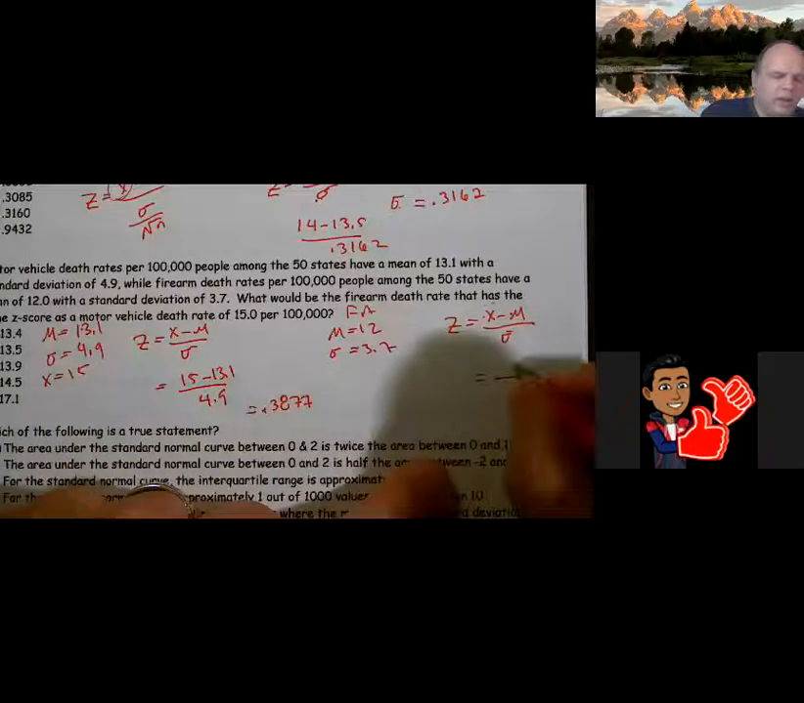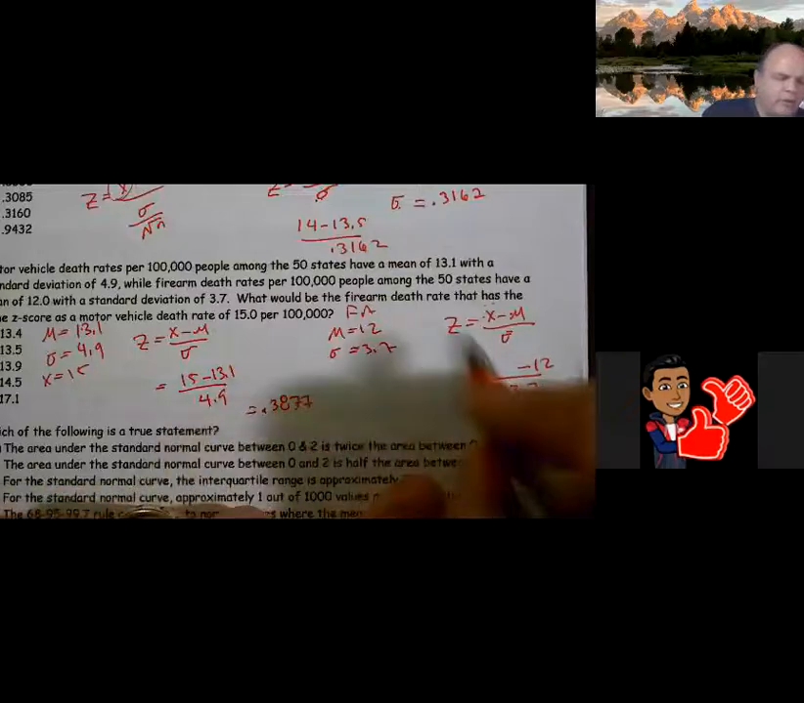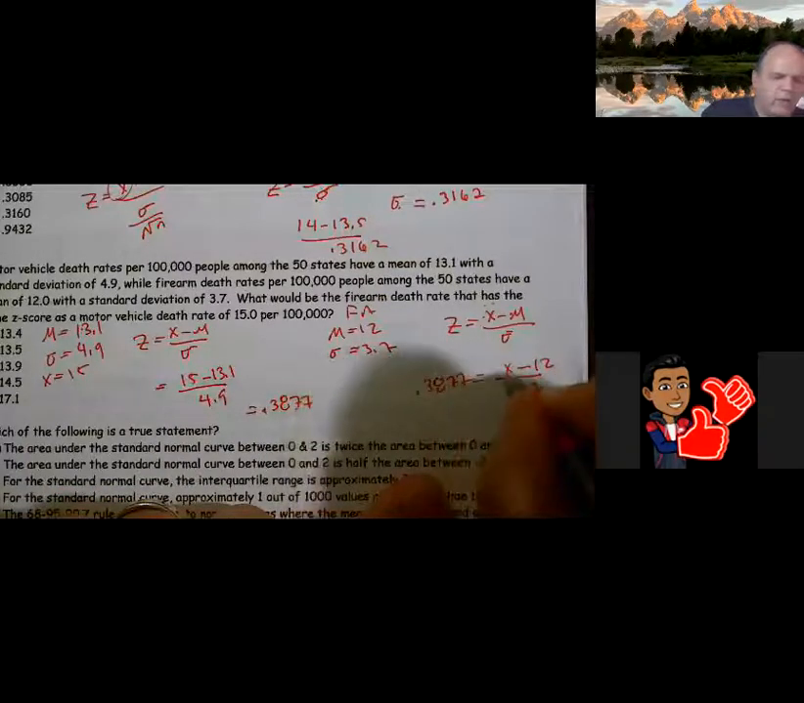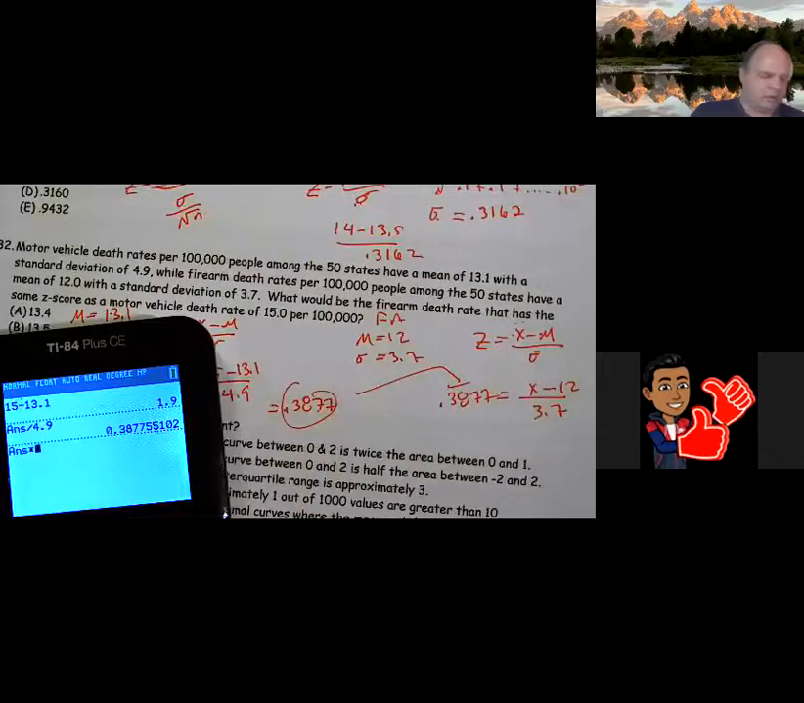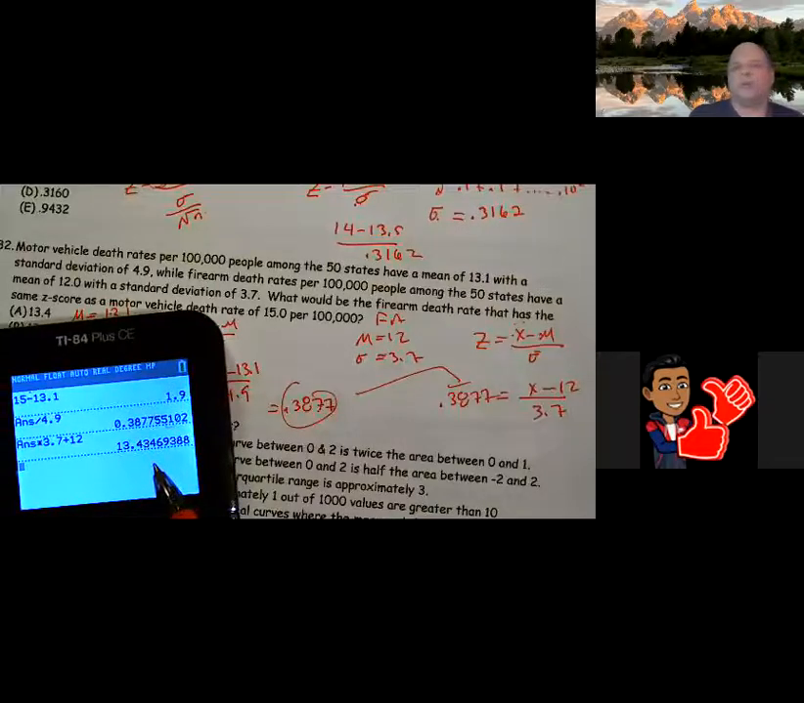So here we still have z equals x minus mu over sigma, and we're looking for x. Our mean in this case is 12. Our standard deviation is 3.7. And now we're using the same z-score to calculate x. So I just brought the z-score over here, times the 3.7 plus 12. And I end up getting about 13.4.